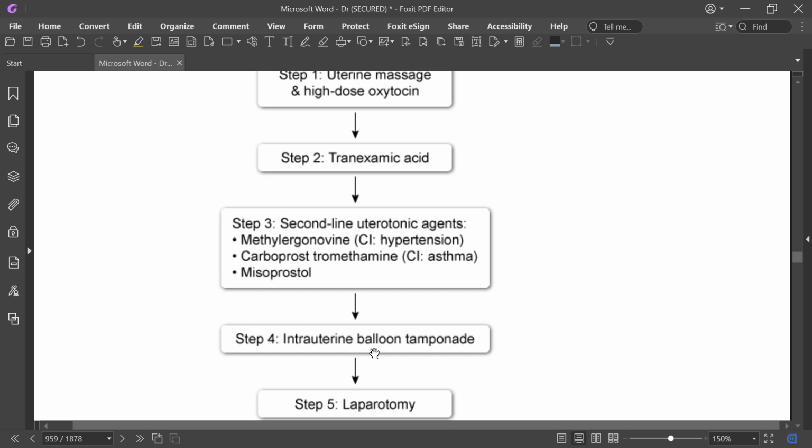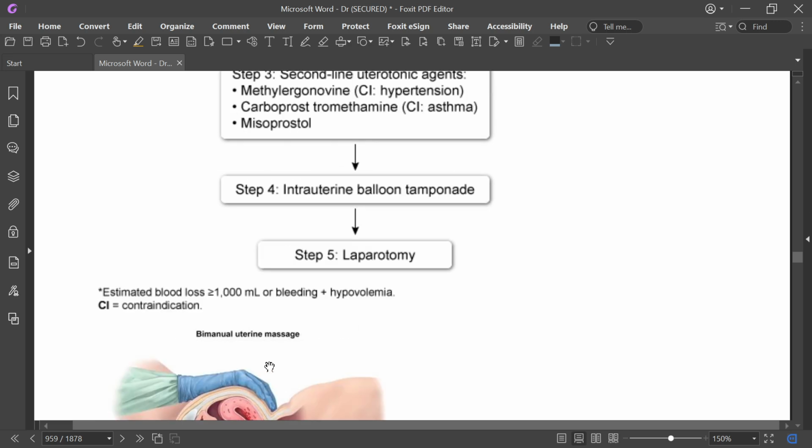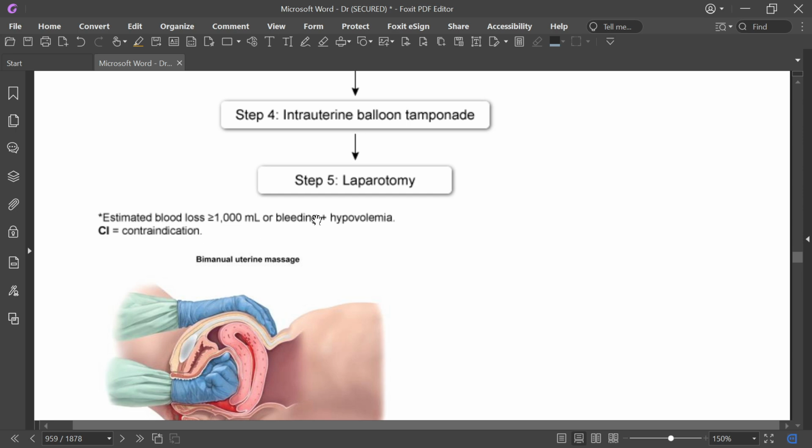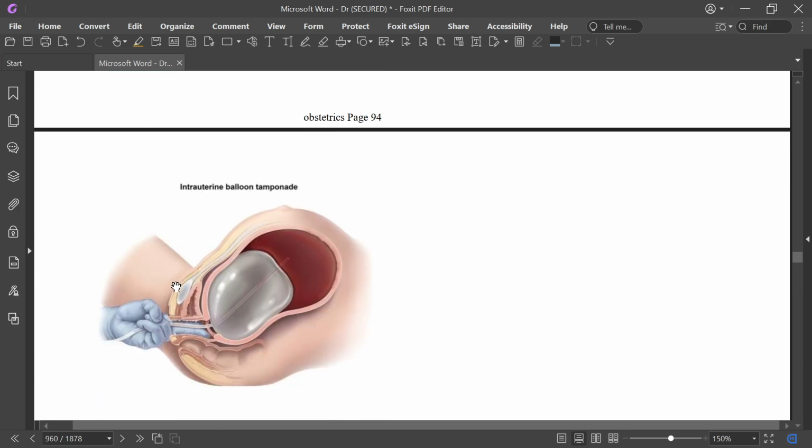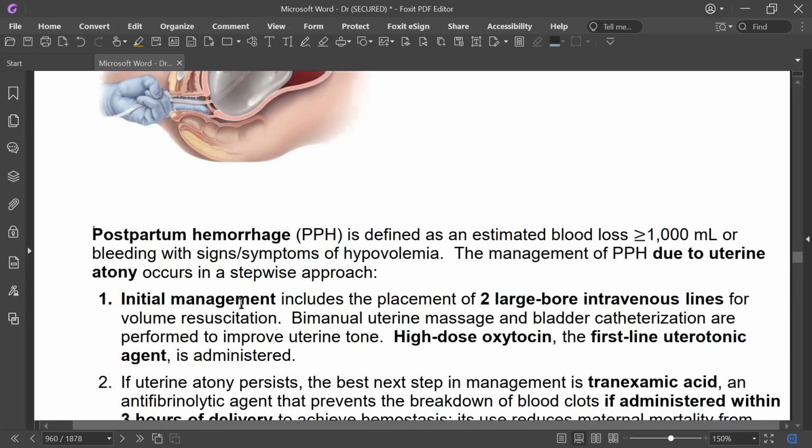Methylergonovine is contraindicated in hypertension. Carboprost is contraindicated in asthma. Misoprostol can be given. Then intrauterine balloon tamponade, and finally laparotomy, for estimated blood loss more than 1000 ml with hypovolemia. This is bimanual uterine massage. This is intrauterine balloon tamponade.